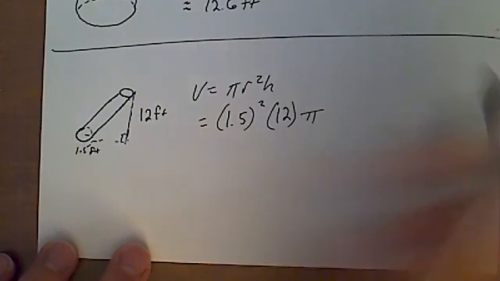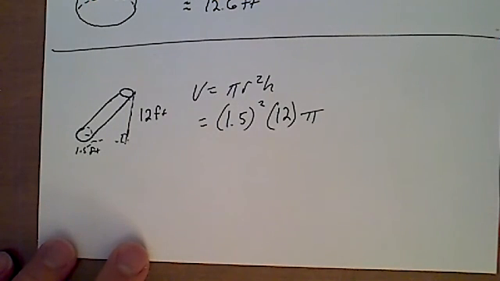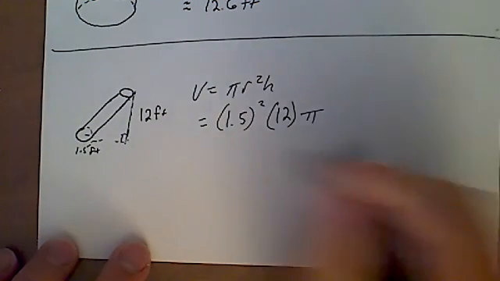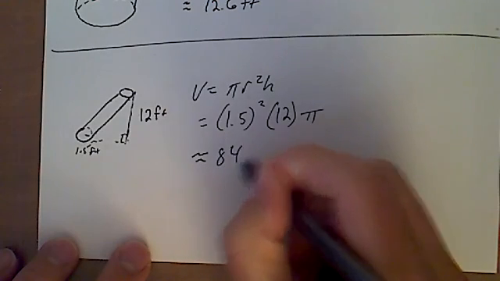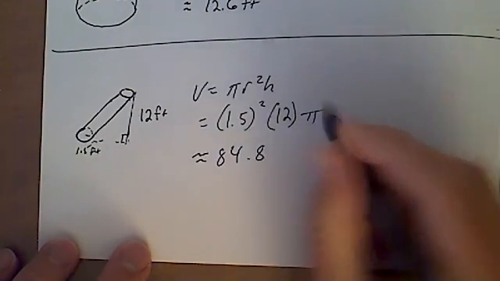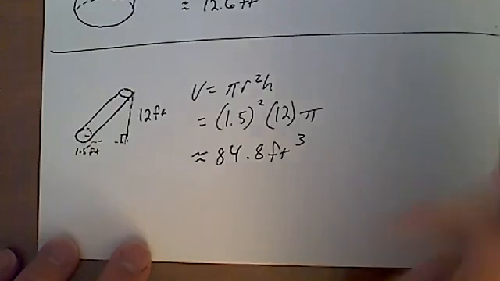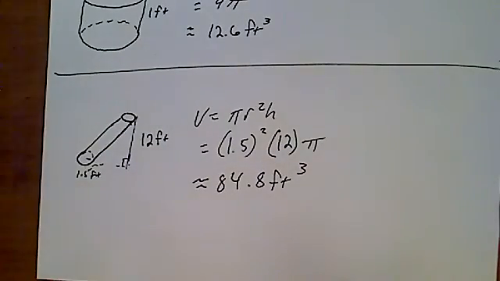All right. Just put it in a calculator, 1.5 squared times 12 times pi, and I get about 84.8 feet cubed. And that is all that we're doing today, is finding volumes of those two types of shapes.